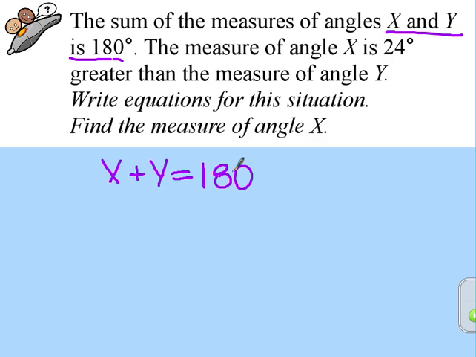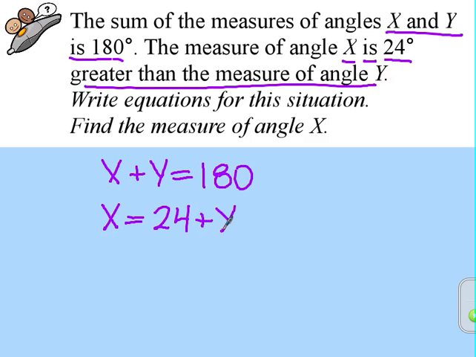The measure of angle x is, so I know x equals, 24 degrees greater than the measure of angle y. How could I write 24 degrees greater than the measure of angle y? 24 plus y. So this is all set up. It says find the measure of angle x. So what am I going to do now? I'm going to substitute this in for x.